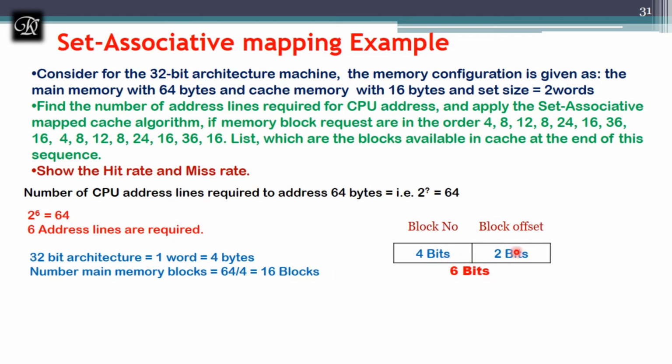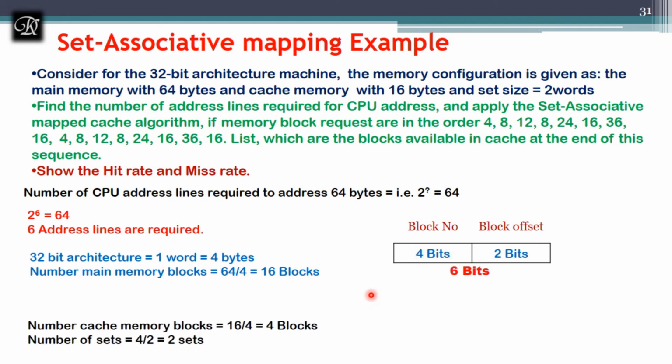That 6 bits is divided into 2 parts. One is the block offset, which uses 2 bits to represent the 4 bytes of a word, and 4 bits for 16 blocks. And coming to the cache, we have 16 bytes of cache divided by 4, which gives you 4 blocks. The number of sets is given by the total number of blocks available in the cache divided by the set size, which gives the total number of sets available in the cache.